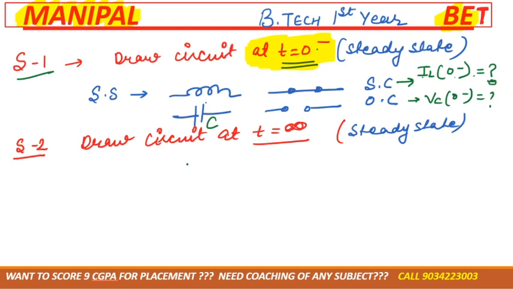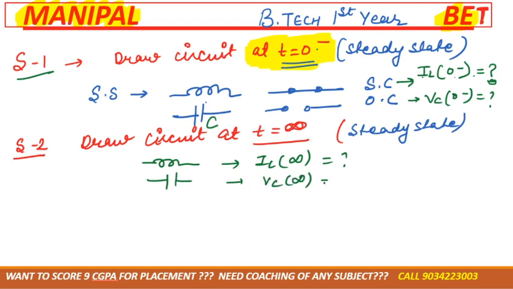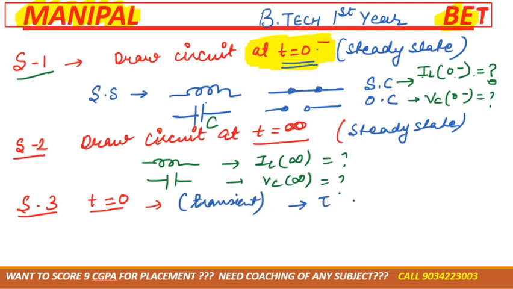So at this stage also, if there is an inductor we need to calculate IL of infinity, and if there is a case of capacitor then we need to calculate VC of infinity, ठीक है। Now after that, step number 3, draw circuit where we have to see t equal to 0. At t equal to 0, tell me it's a steady state condition or the transient condition? Transient. So in the transient condition we need to calculate tau.